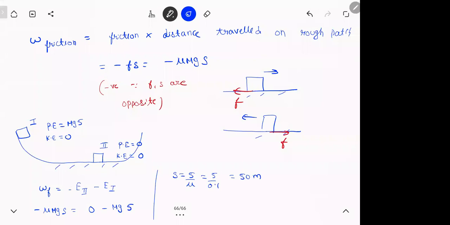Problem is still not over. This is the first part. So now we need to see where it will stop. So for the block to stop, it has to travel 50 meters on the rough patch. So let's see from there.